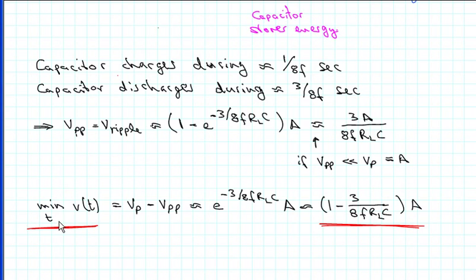And finally, the minimum of the output voltage is equal to Vp minus Vpp. That's approximately e to the minus 3 over 8 fRLC times A. And if Vpp is much smaller than Vp, this becomes 1 minus 3 over 8 fRLC times A. And that again is the design voltage that you need for designing power supplies. It's the minimum voltage that you will have available at the input of a voltage regulator, for example.